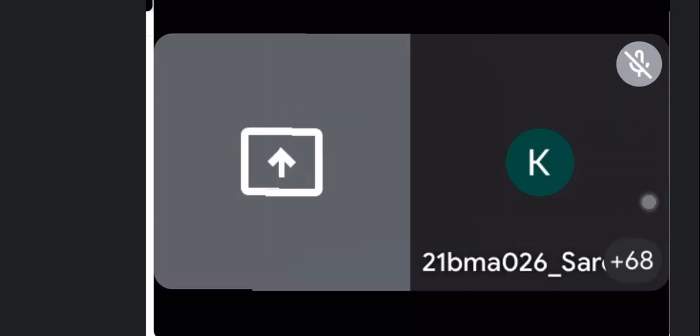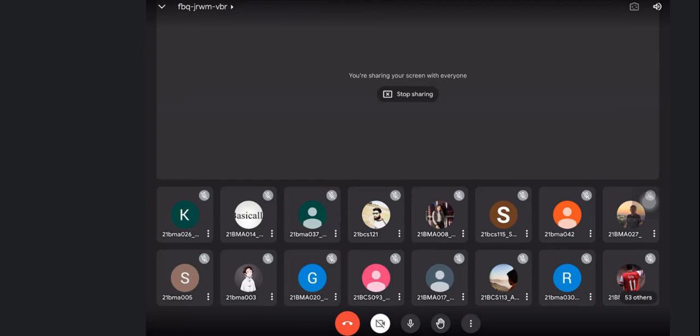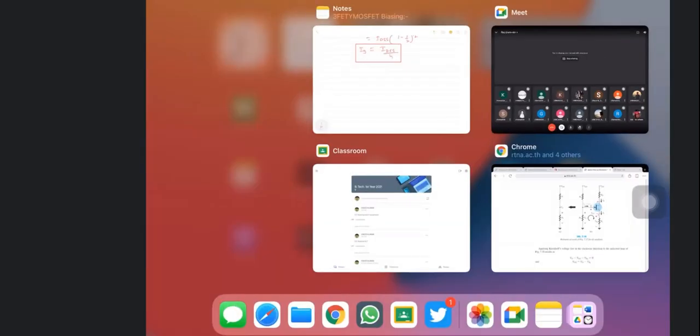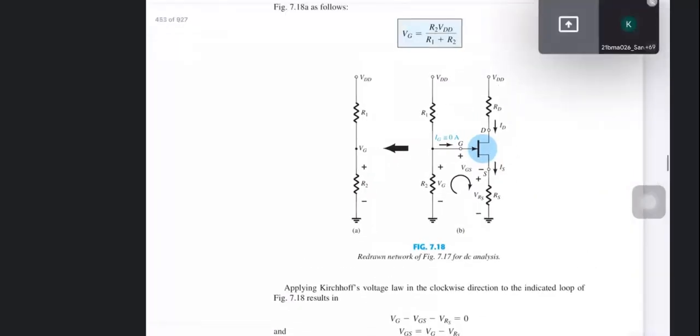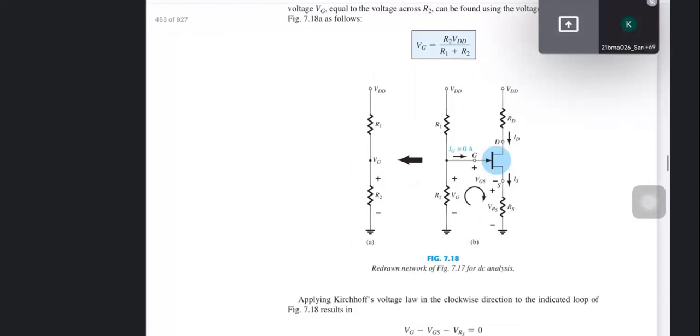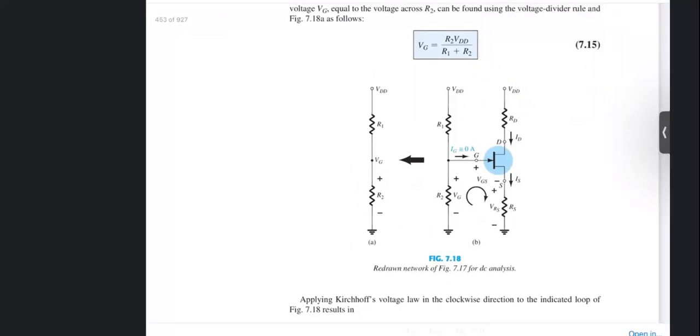Hello. How many of you are able to understand this? Say yes or no. No, sir. No? Hello. No. क्या समझ नहीं आ रहा है इसमें? बताओ.